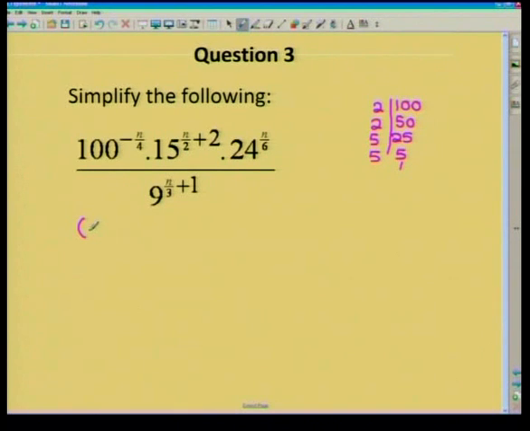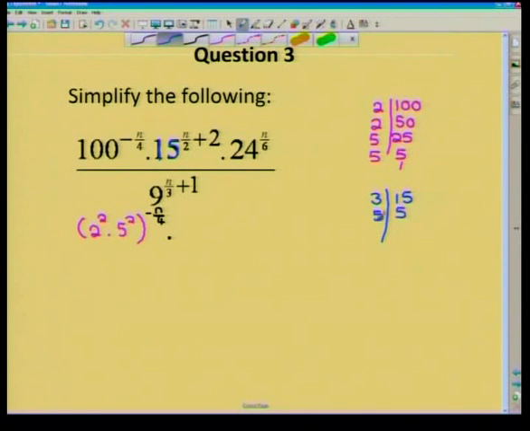So 100 is replaceable with 2 squared times 5 squared, and we've still got it to the power minus n over 4. Right, now 15 can also be prime factorized. So if we take 15 and put it on the side, we do our little ladder thing. 2 won't go, but 3 will go 5 times, and 5 will go once. And so we can write that as 3 times 5, all to the power n over 2 plus 2.